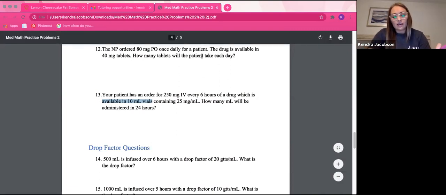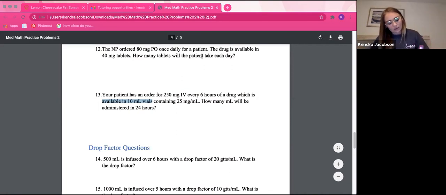We're going to say we're starting off with 500 milliliters infused over 6 hours with a drop factor of 20 drops per milliliter. So now we're going to try to figure out that drop factor. We're going to start it off as GTTs over 1 minute, well, over minutes, because that's essentially what you want to figure out: how many drops am I going to let through every minute.